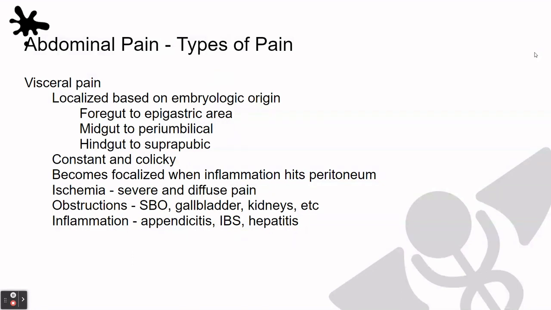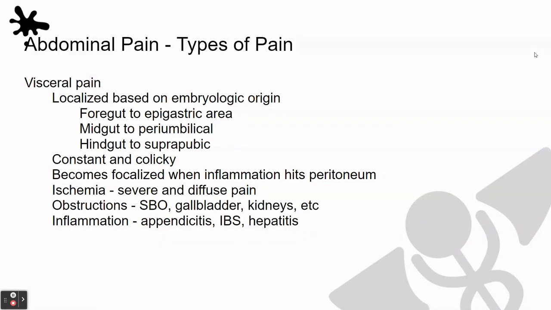So that's why the pain in appendicitis has a tendency to migrate, that it starts periumbilical then migrates to the right lower quadrant. It's not that the pain itself is actually moving, it's really just how we're interpreting that pain. So visceral pain tends to be constant. It tends to be colicky, and then again, it focalizes when the inflammation hits the peritoneum.